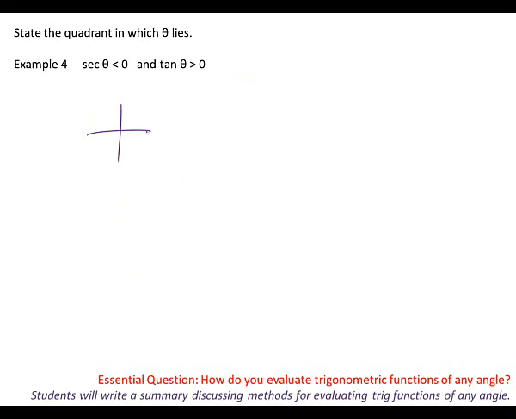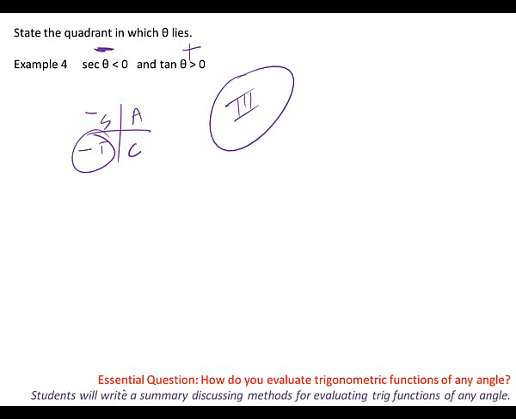All right, let's try this one. So I've got my all students take calculus. All right. Do they want the secant to be positive or negative? Negative. Okay, so which two quadrants is the secant negative in? Second and third. What do they want the tangent to be, positive or negative? Positive. So which quadrant out of those two is the tangent positive in? Third. So we're looking at quadrant 3.